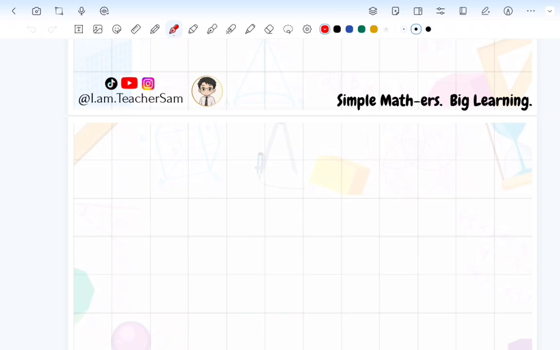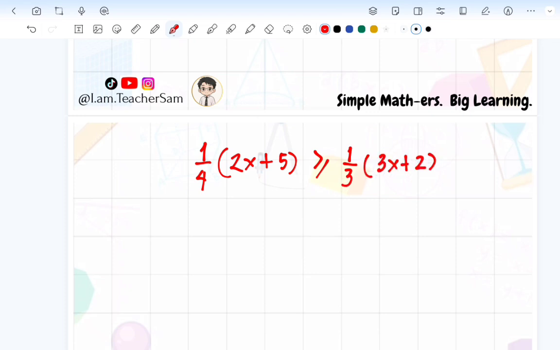In this video, we are going to learn how to solve or find the value of x in an inequality and also how to draw the range of this inequality. Let's have an example. For example, we have 1 over 4 multiplied to 2x plus 5 more than or equal to 1 over 3 times 3x plus 2.